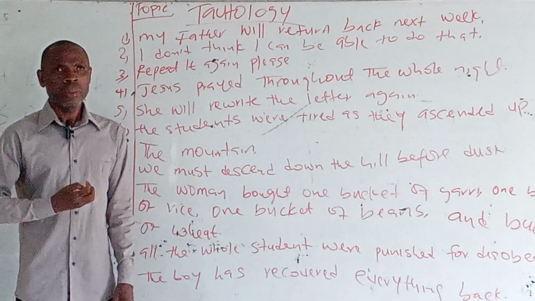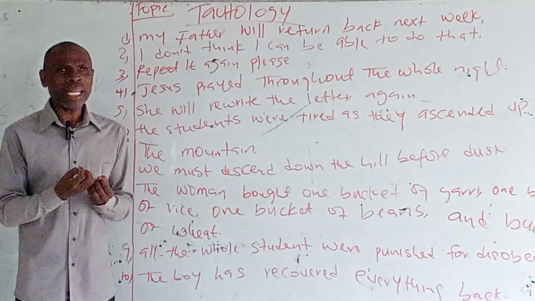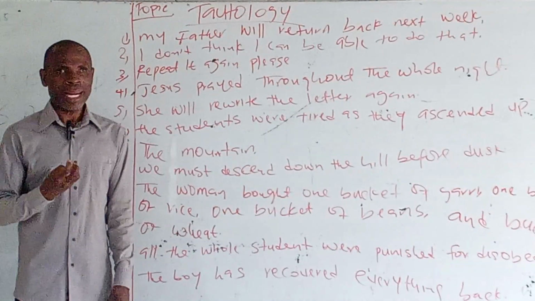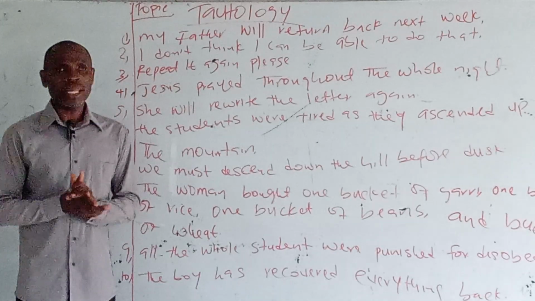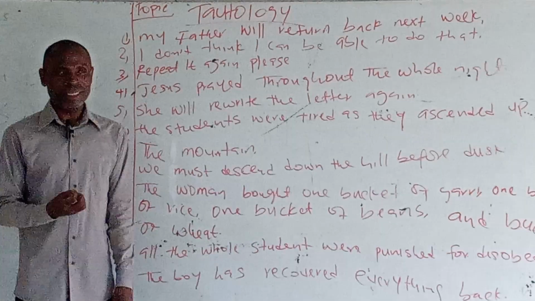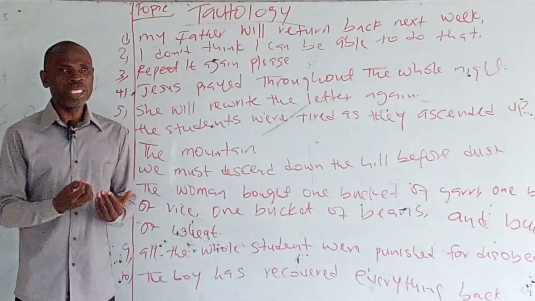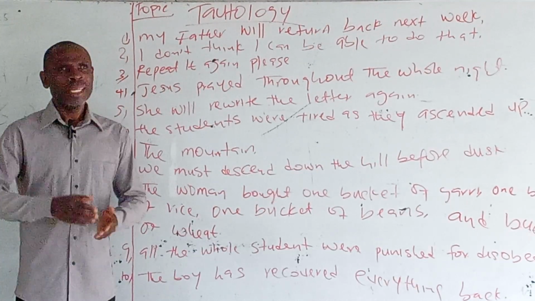I want us to take a look at another form of tautology. The woman bought 1 bucket of rice, 1 bucket of beans, 1 bucket of gari, and 1 bucket of wheat. What is wrong with this sentence? The repetition of the phrase 1 bucket of.